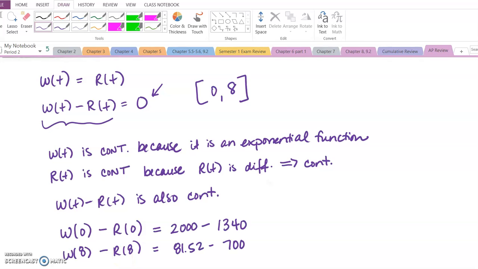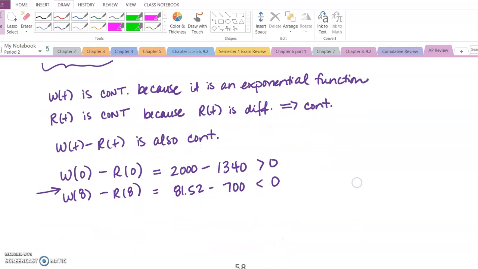Okay, here are my values, and you don't even really have to calculate much more than this. You just know that this number here is greater than 0, it's going to be positive, and W of 8 minus R of 8 is going to be negative. So somewhere in between 0 and 8, there has to be a 0, because you have the function changing from a positive to a negative. We don't know where it is, but we know that there exists one.